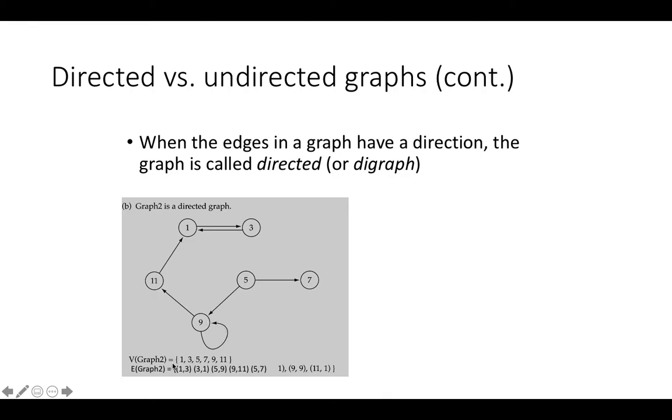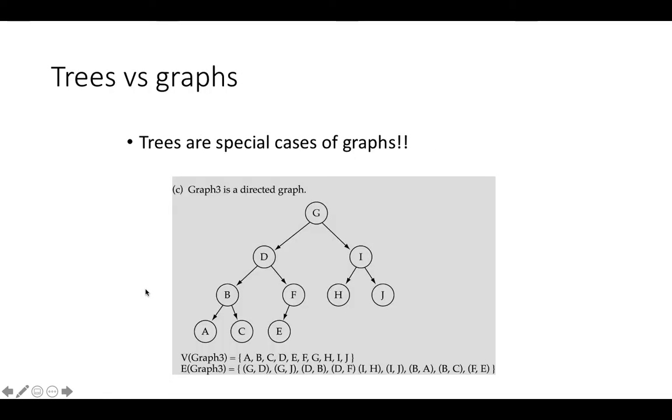So in this example of a directed graph, we have the set of vertices and also the set of edges. But here, when we define the edge, the order is very important because it's a directed graph. So (11,1) is different from (1,11). Trees, which we studied before, are just a special case of graphs. A tree is a set of nodes and a set of edges between these nodes, so we can look at the tree as a graph.